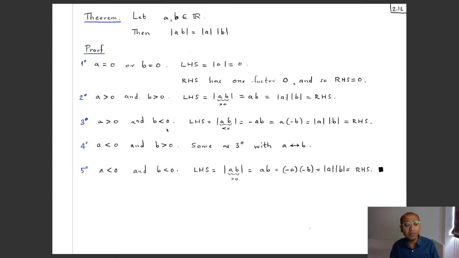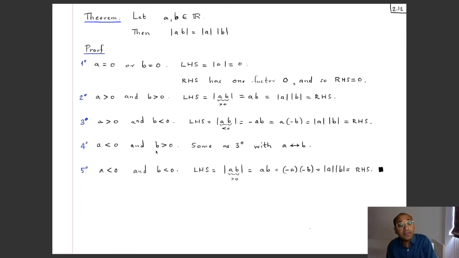If A is positive and B is negative, then AB is negative, so the mod of AB will be minus AB, but I can write this as A times minus B, and A is mod A because A is positive, and mod B is minus B because B is negative. So you have this is the right hand side.